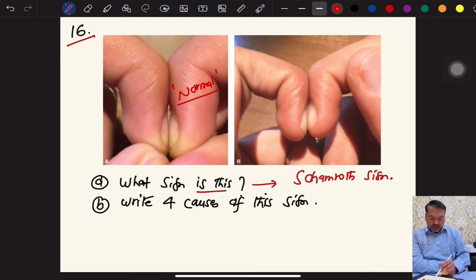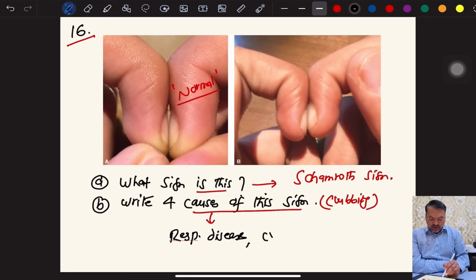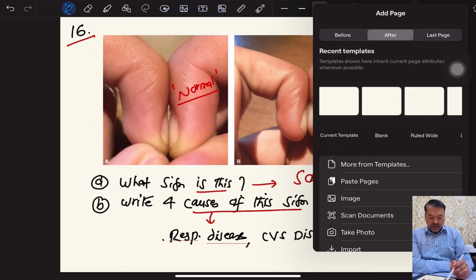Now write 4 causes of the sign, means 4 causes of the clubbing. Okay, 4 causes of clubbing. So this is clubbing, and they are asking the 4 causes of this. Now there are lots of causes of the clubbing, right from the respiratory diseases, cardiovascular system disorders, GI tract disorders. So we'll probably list one after other. In the next slide I will do that.